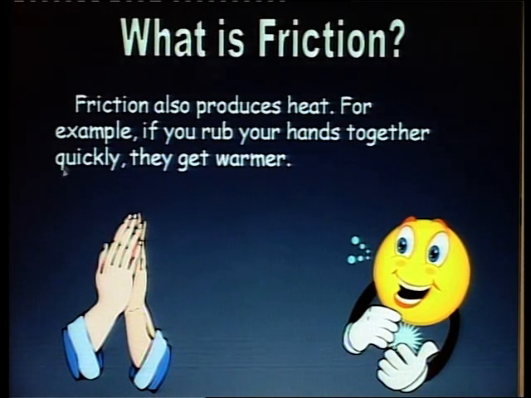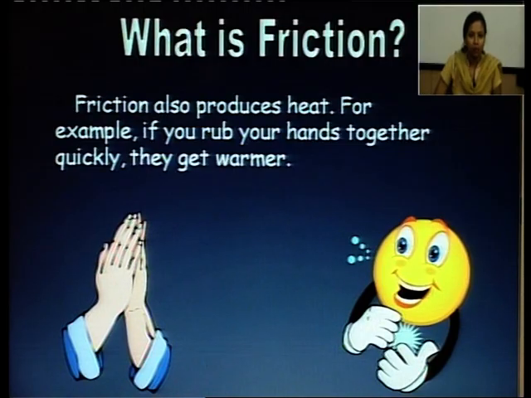Next, friction also produces heat. For example, if we rub our hands together quickly, they get warmer. So if we rub our hands, our mechanical energy converts into heat energy. With the help of friction, we convert mechanical energy into heat energy, so our hands get warmer upon rubbing.